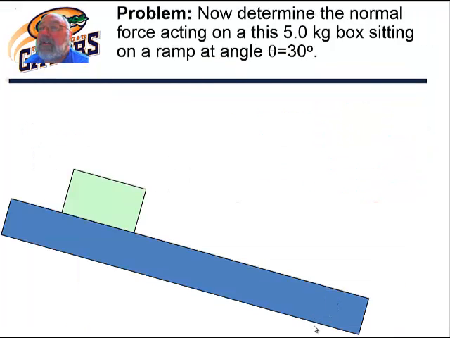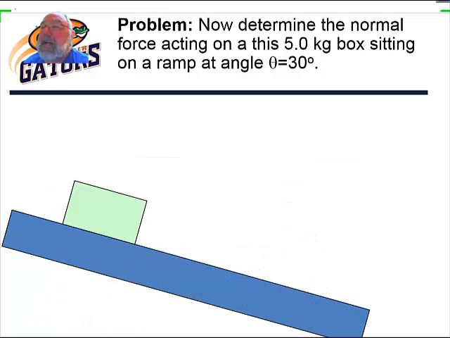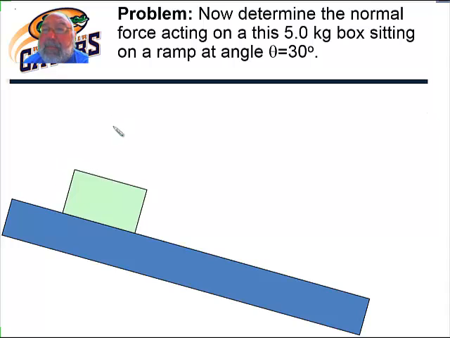Next up, okay, a little bit more challenging problem here. We have a box. Our 5 kilogram box is now on a ramp that's making an angle of 30 degrees with the horizontal. I'm going to start off by making a free body diagram. I know that's really surprising to you by now. Now, my box, represented by a dot again.